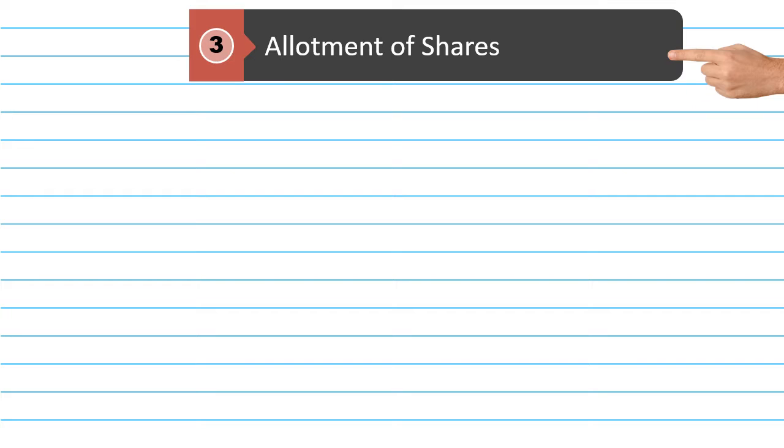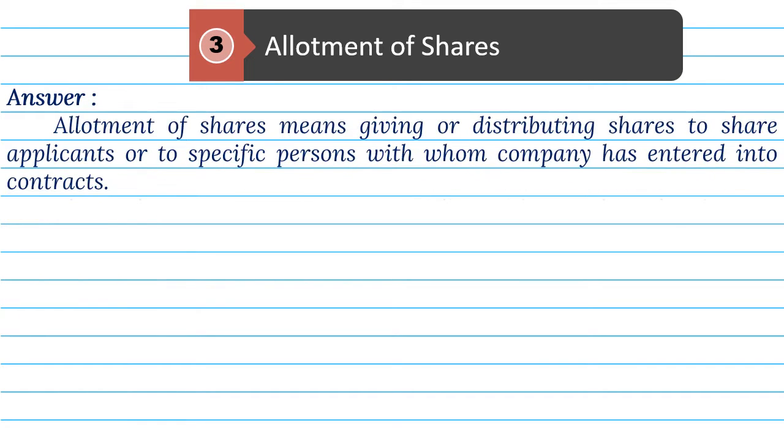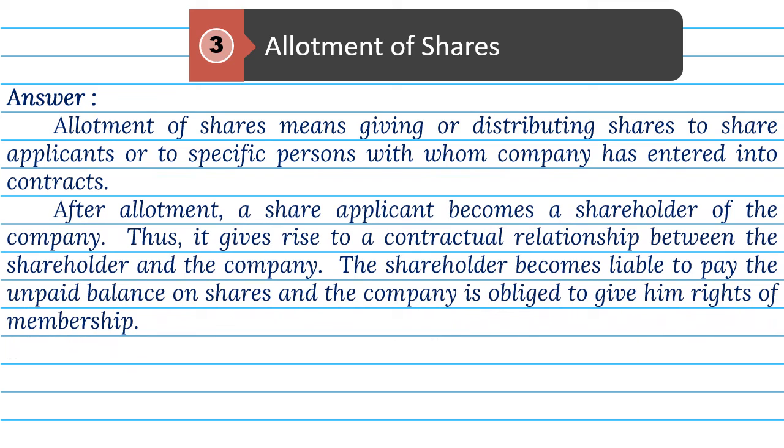3. Allotment of shares. Answer. Allotment of shares means giving or distributing shares to share applicants or to specific persons with whom company has entered into contracts. After allotment, a share applicant becomes a shareholder of the company. Thus, it gives rise to a contractual relationship between the shareholder and the company.